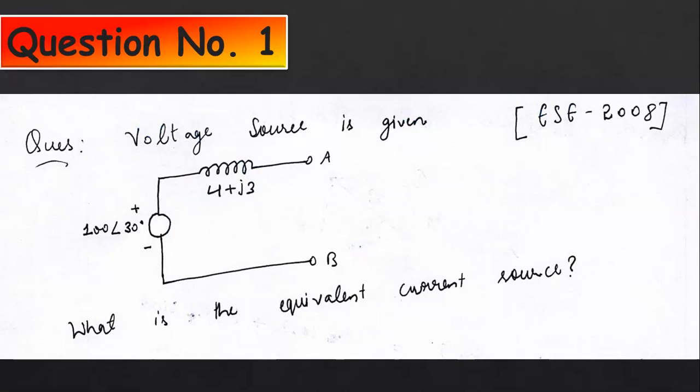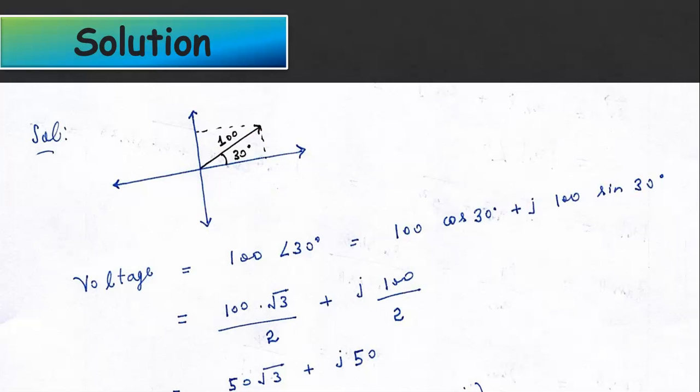This is the first numerical which we are going to solve today. For the circuit shown, the equivalent current source has been asked. The voltage source is given as 100 at an angle of 30 degrees, and we have an impedance of 4 plus j 3. Let us write the voltage source. It is 100 at an angle of 30 degrees.